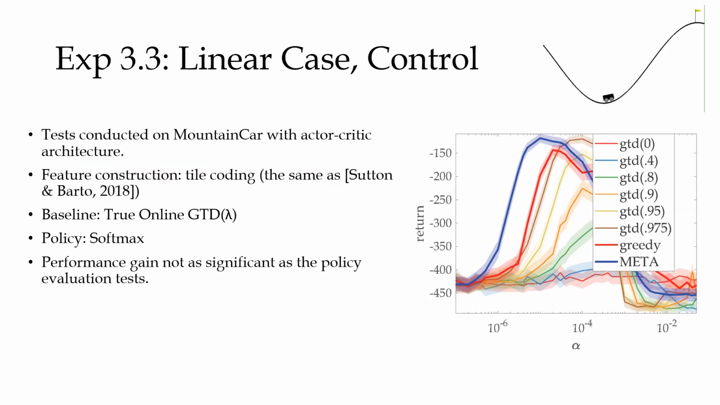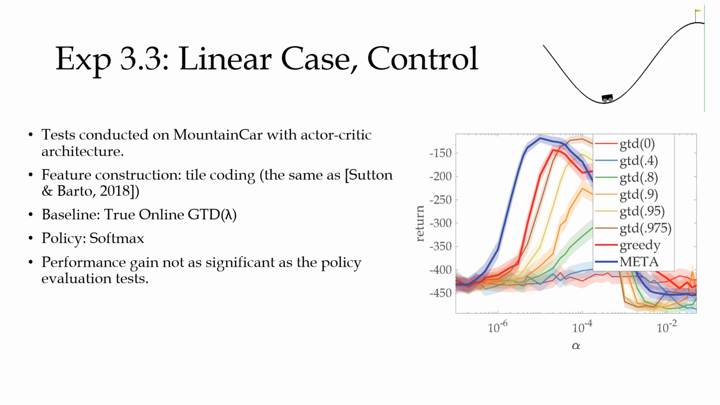The very last set of experiments is very different from the first two. This is for the control case. We test the linear actor critic with softmax policy on mountain car, a classic control environment in which the agent tries to move the car towards the flag on the top of the mountain, and each move yields -1 reward.